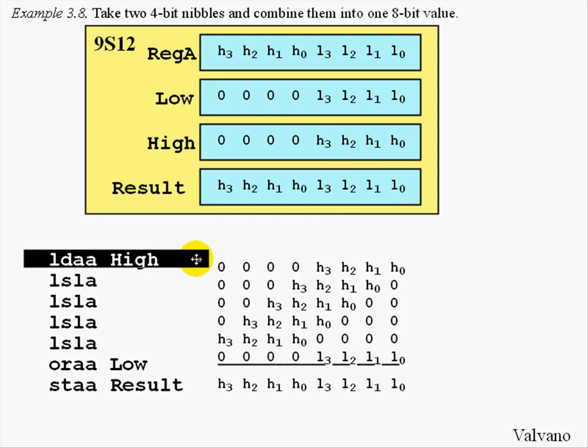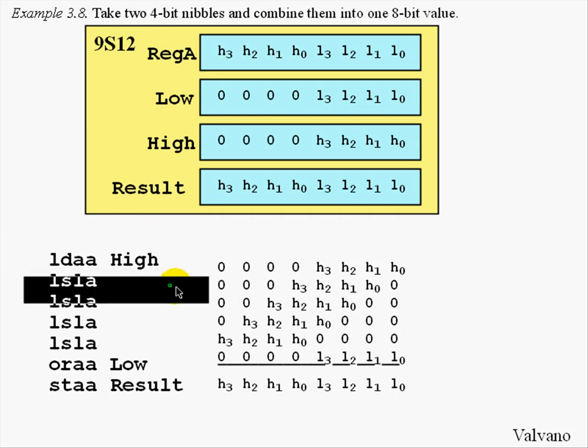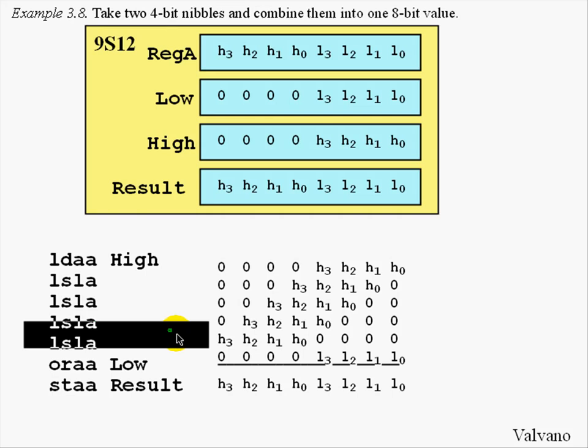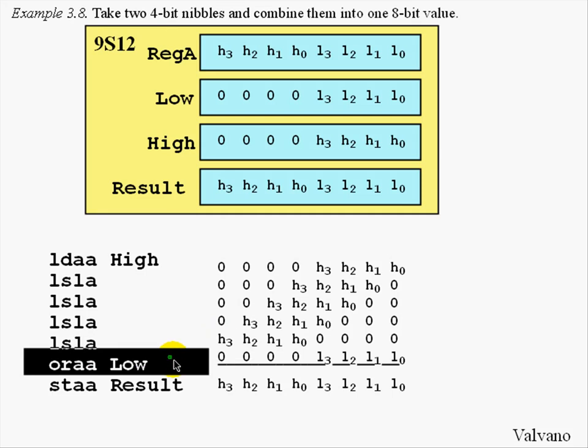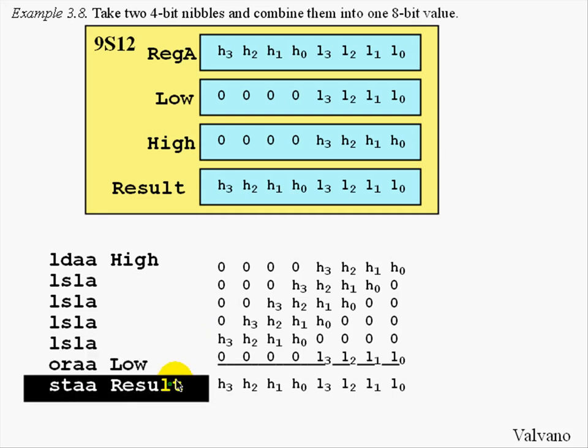So in summary, we had a 4-step operation. We first read the high nibble. We shifted it 1, 2, 3, 4 times to position the first nibble into the top 4 bits. We combined it with the second nibble, and then we stored the result into the variable.